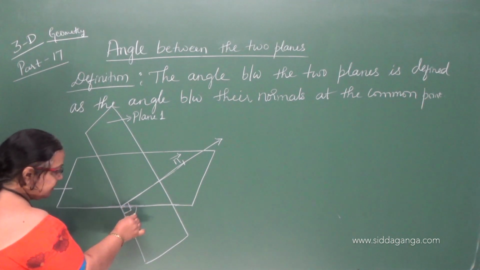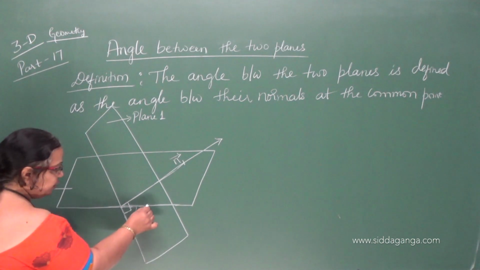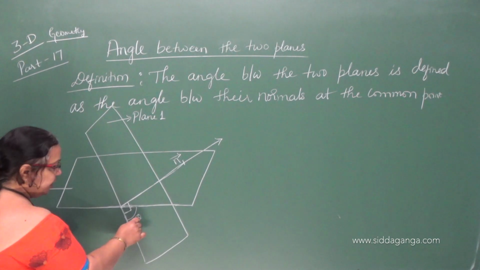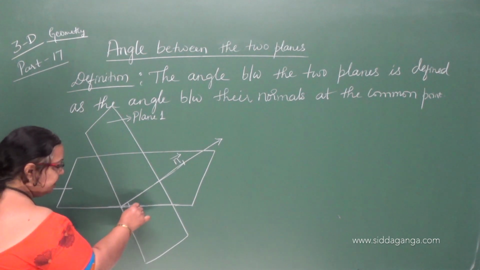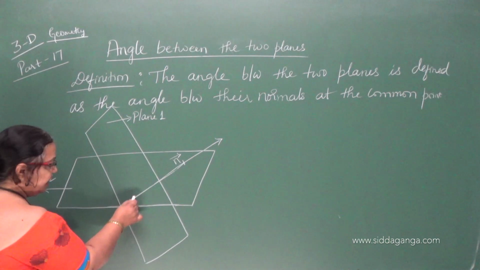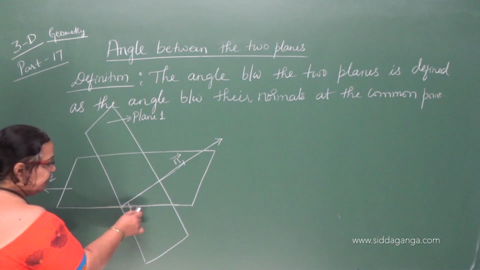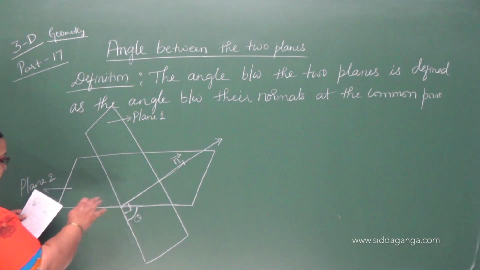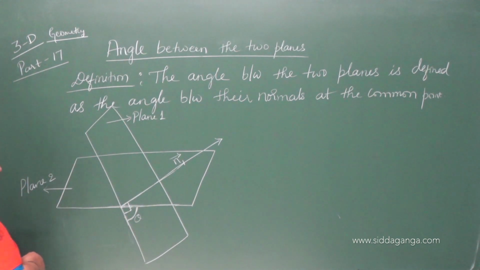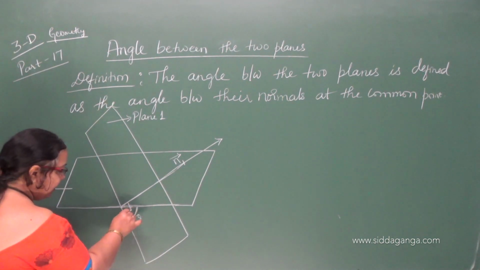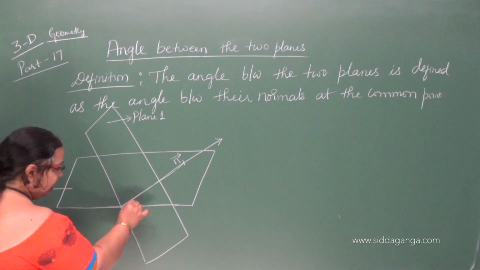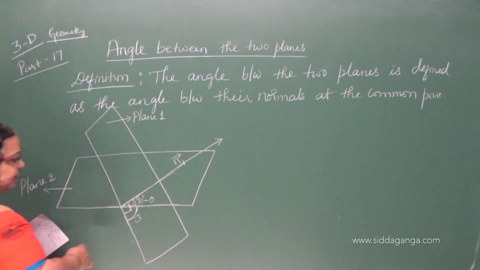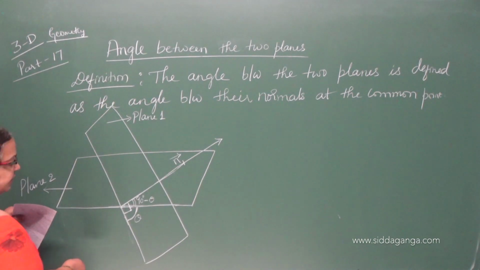Now this is the angle between the two planes. This is one of the plane and this is another plane. Now theta is the angle between the two planes, and hence this angle becomes 180 degree minus theta. Since this angle is 90 degree, this angle becomes 90 degree minus theta.